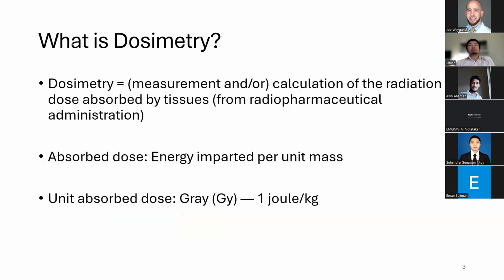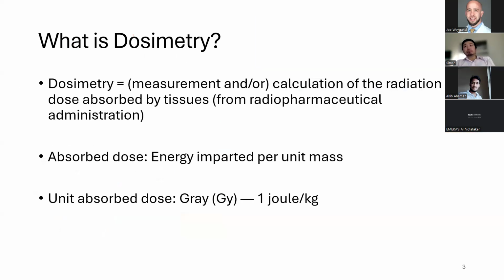So what is dosimetry? Dosimetry is a measurement or calculation of radiation absorbed dose by tissue, per unit mass. The unit is the gray, the SI unit, which is 1 joule per kilogram. So really what it is, is energy imparted per unit mass. You can think about it as energy concentration, but in terms of the absorbed dose.